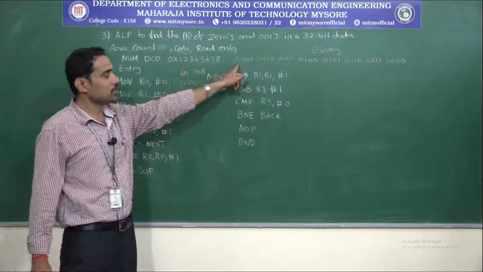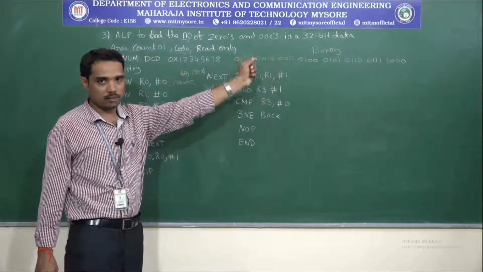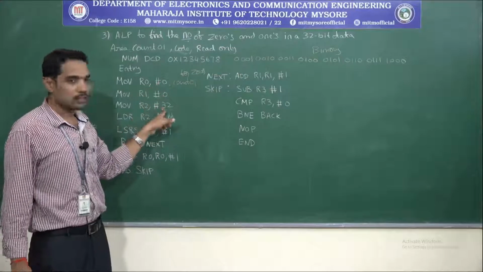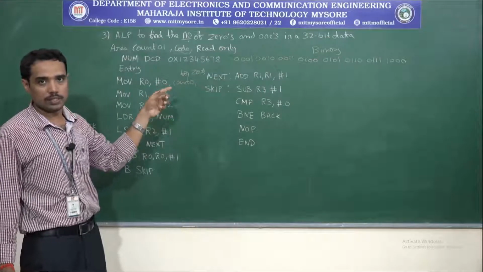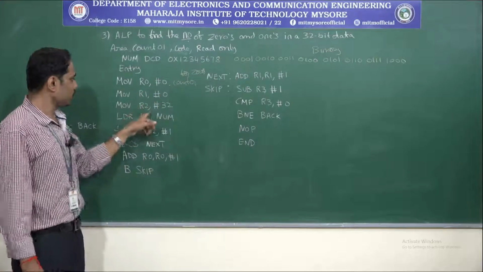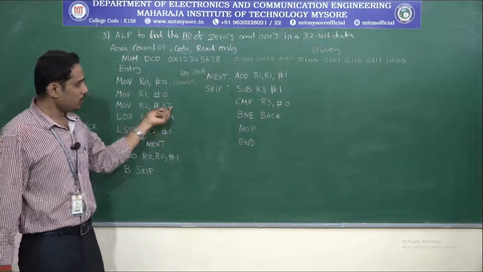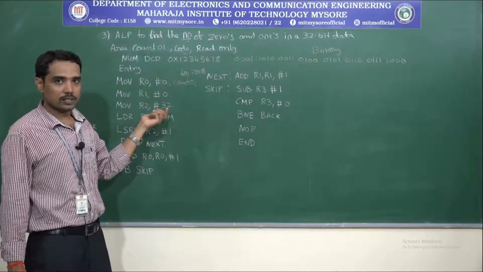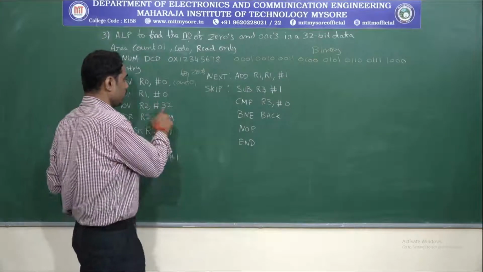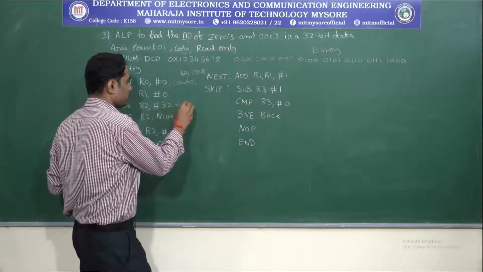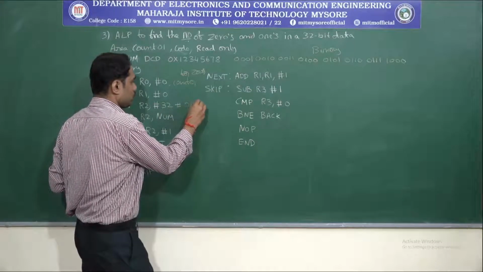Since we have to test 32-bit data, each bit. So how many bits we have to test? We have to test 32 bits of data. Each bit is tested individually. For that purpose, this is the count. We can write the 32 in terms of hexadecimal also. In this case, we can write hash 0x20.